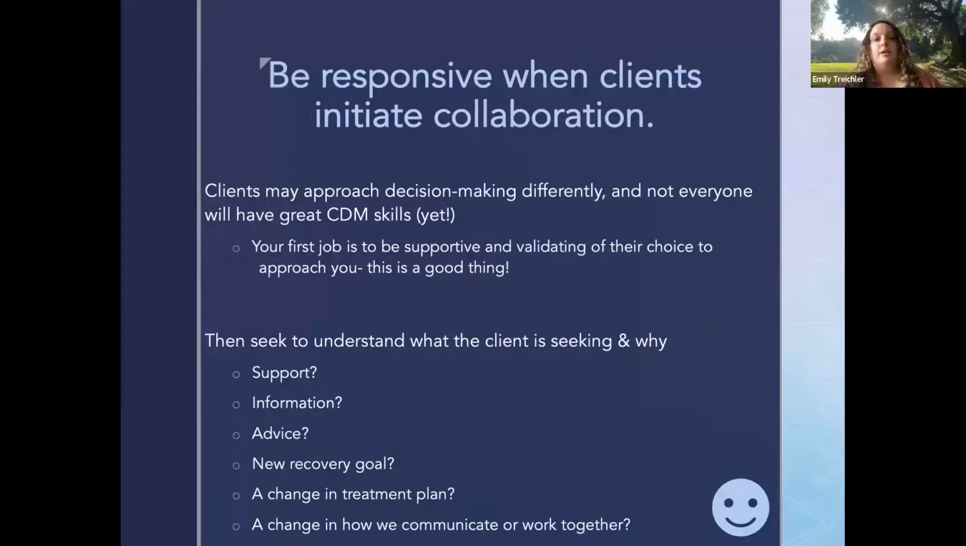So then the next thing is what to do when clients initiate collaboration. And of course, the top thing is to be responsive. So like I mentioned with that example about Reed, it's great when clients initiate. They may not all initiate the same way or approach it the same way, and not everybody is going to have great skills yet. Collaborative decision-making will be new to many people. They may not have undergone any training themselves about how to do it, or have worked with you about how to do it yet if it's their first time. And so, the primary thing is to be really supportive and validating. It was a good thing for you to come and talk to me about this. I am glad that you did this, right?